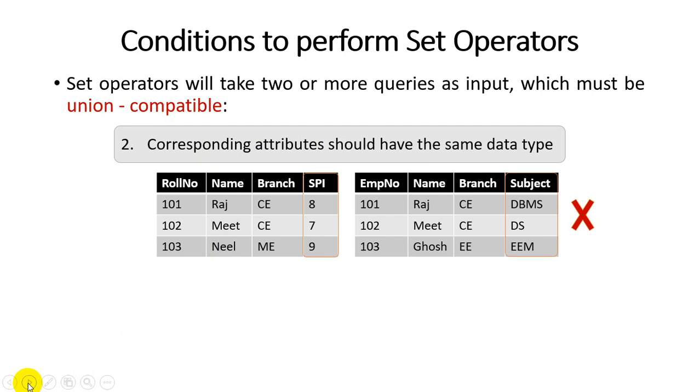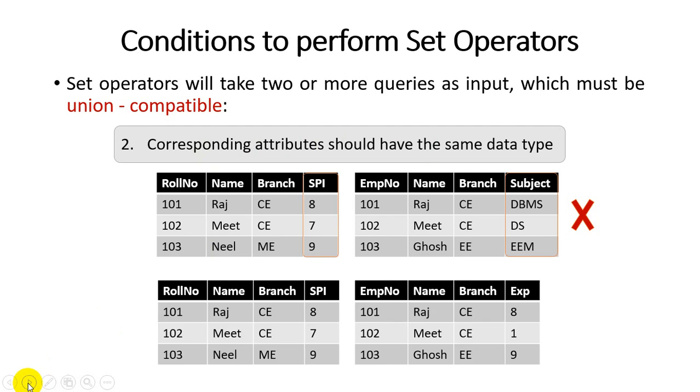Let's see another example. Roll number, name, branch and SPI in one table, and experiment number, name, branch and experiment in the other. We can easily say that in these two tables the corresponding attributes have the same data type, because roll number and experiment number are both integer, name and branch are both varchar, and SPI and experiment belong to the same data type, integer. So it is known as union compatible.